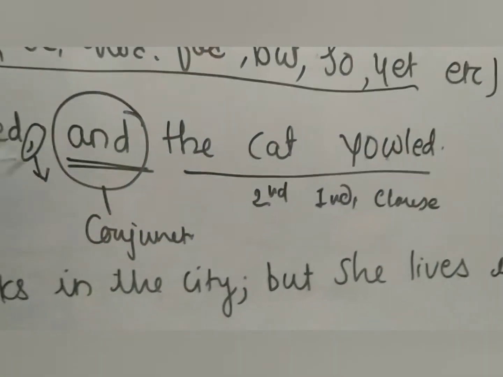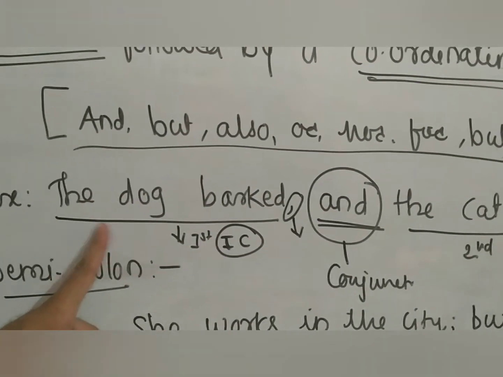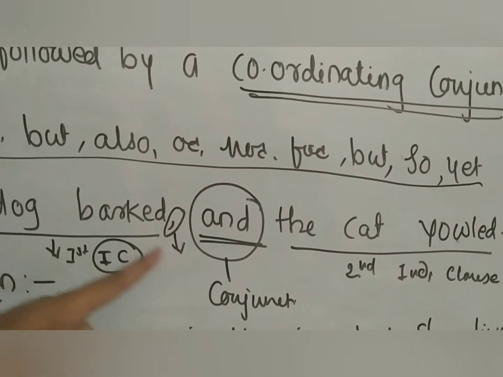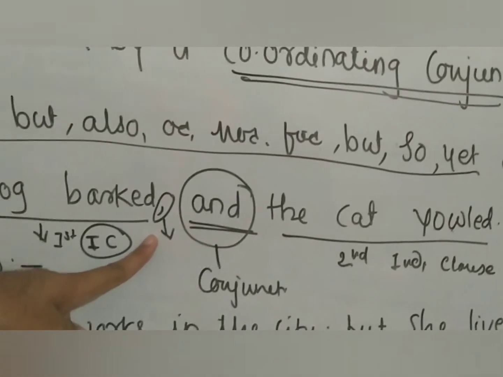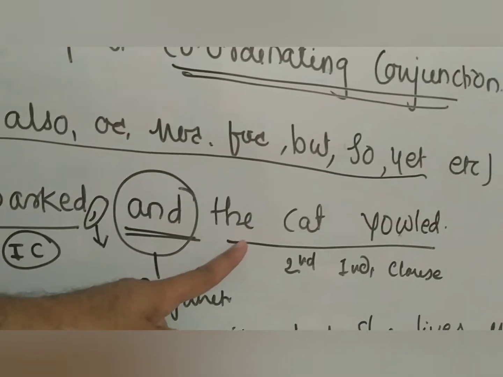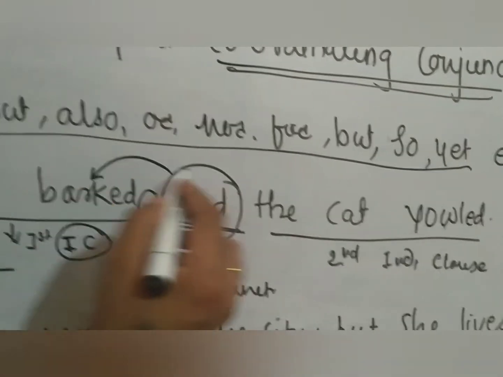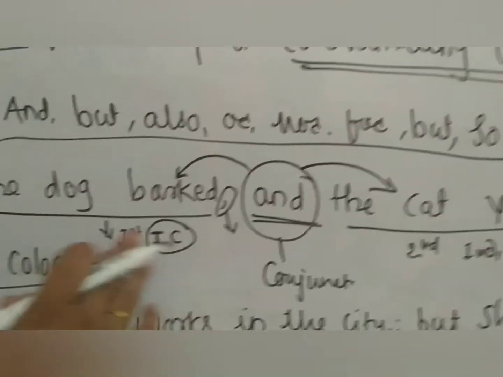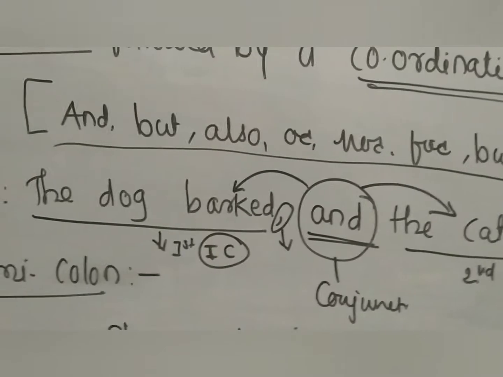Friends, with the help of the definition, we analyze this sentence. First we get the first independent clause, the dog barked, then a comma. It is necessary to put the comma properly. Then 'and' is the coordinating conjunction, and then the cat yowled. So we use coordinating conjunctions to join two clauses. That's why the first and second clauses are joined by a coordinating conjunction. So this is the analysis of the sentence.